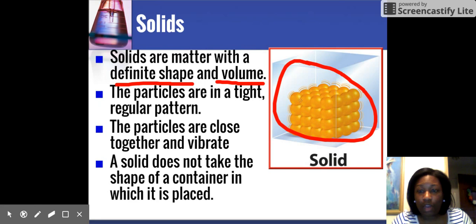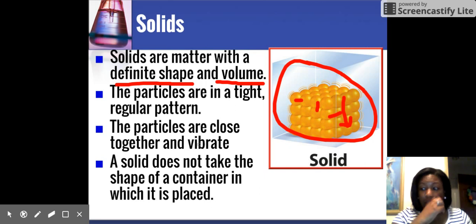You can see the molecules are very tight and secured, lined up right next to each other. Not only are they across, but they also go up and down. The particles are close together and they vibrate. Think about a solid as being still. There is some slight motion because the molecules don't stand still, but you don't feel that motion.